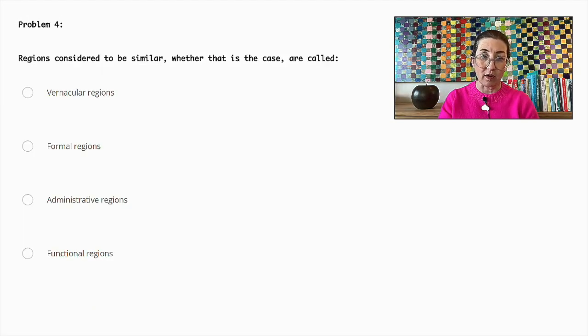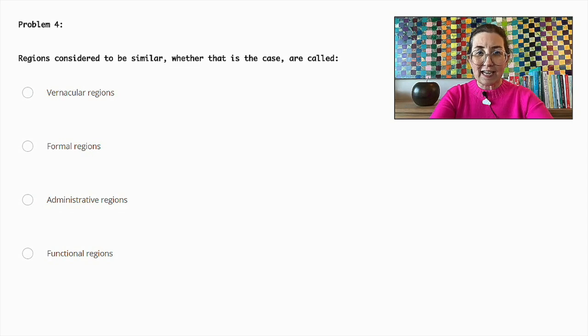Problem number 4. Regions considered to be similar, whether that is the case or not, are called vernacular regions, formal regions, administrative regions, or functional regions. We are identifying regions considered to be similar, whether that is the case or not.